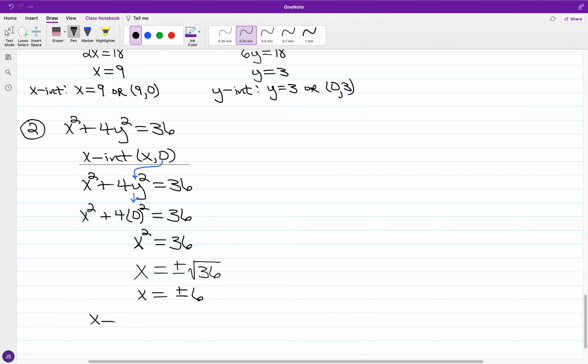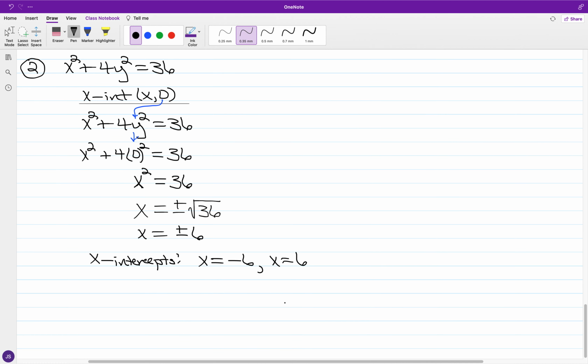And so for the x-intercepts, we have x equal to negative 6, as well as x is equal to 6. And if I just display as ordered pairs, I have negative 6, 0, as well as positive 6, 0.